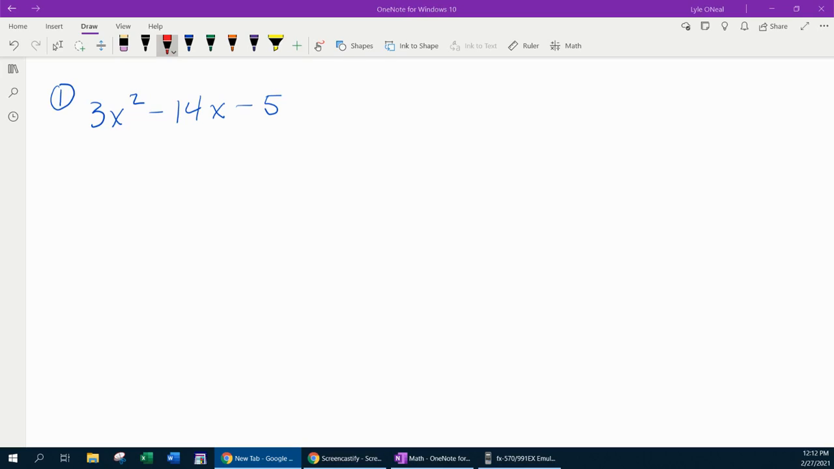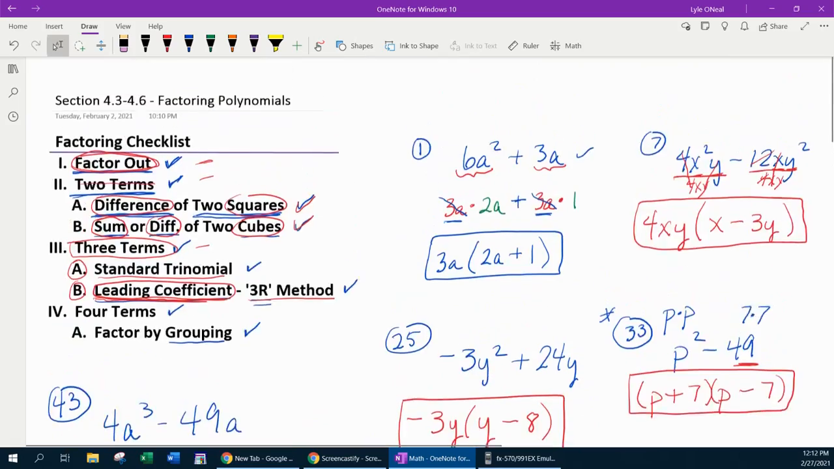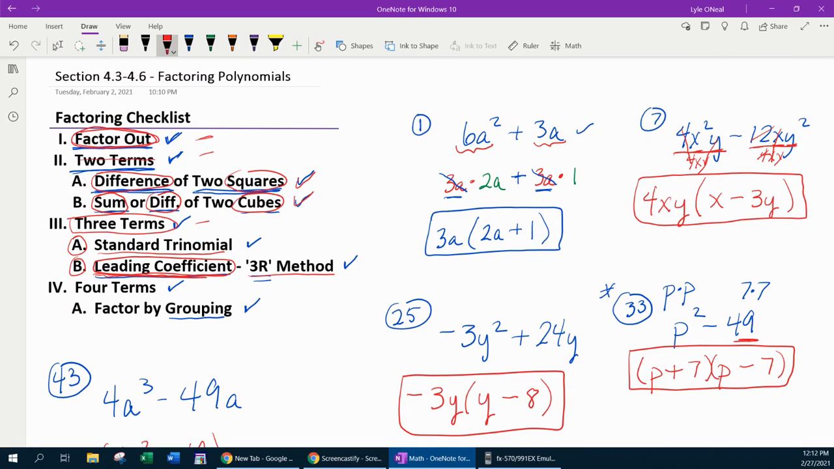Okay, for my next example, you'll notice that it's labeled number 1, so I had to skip ahead to section 4.5 because we're skipping ahead in the checklist. Now we're going to look at trinomials that have a lead coefficient. Oh, and if I scroll up, I'm going to get to teach you my patented 3R method now. Okay, it's not really patented, but it is a cool technique.